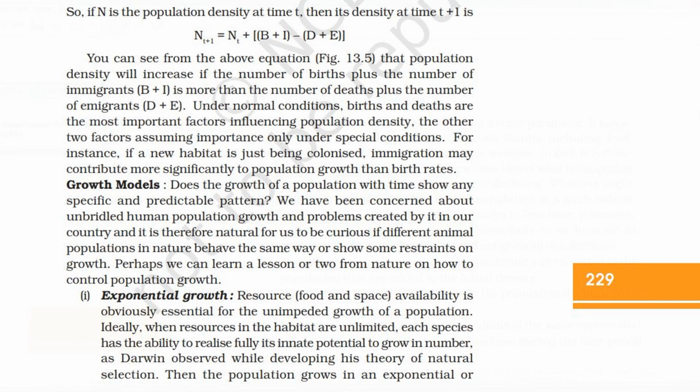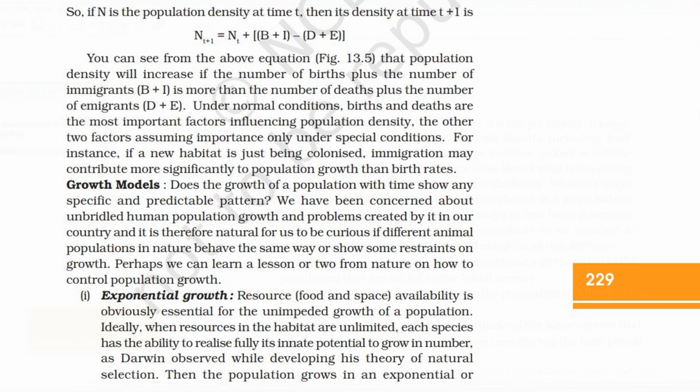You can see from the above equation that population density will increase if the number of births plus the number of immigrants (B + I) is more than the number of deaths plus the number of emigrants (D + E). Under normal conditions, births and deaths are the most important factors influencing population density, the other 2 factors assuming importance only under special conditions. For instance, if a new habitat is just being colonized, immigration may contribute more significantly to population growth than birth rates.